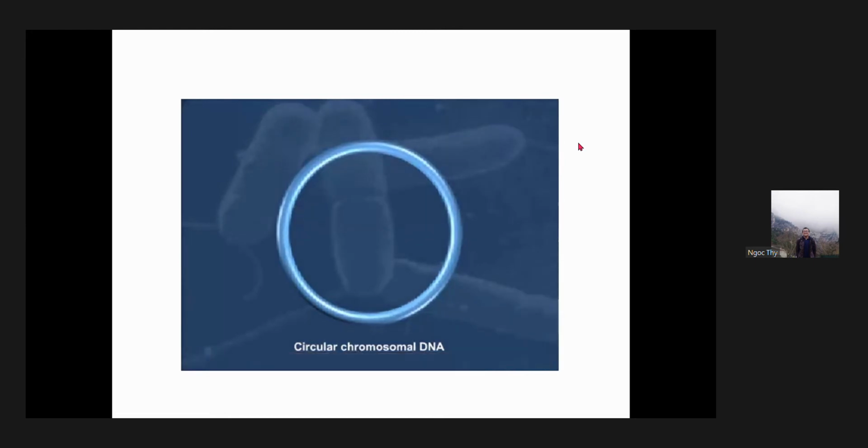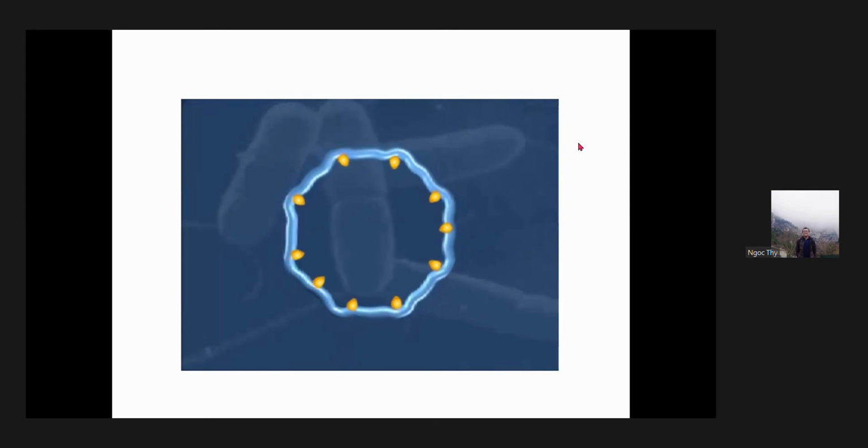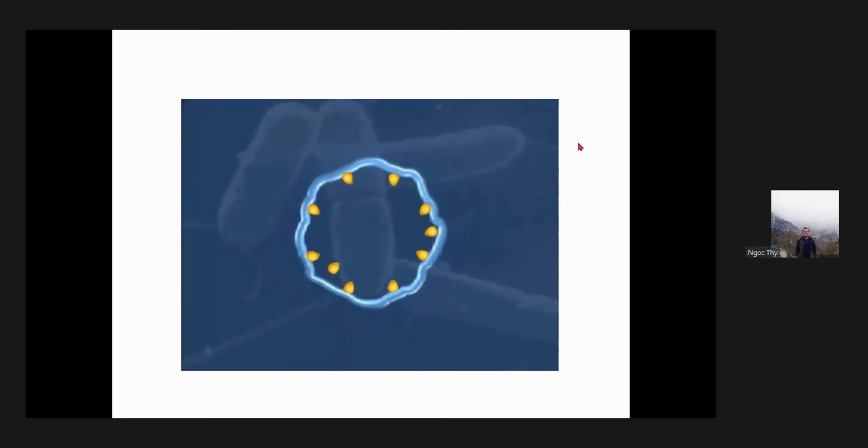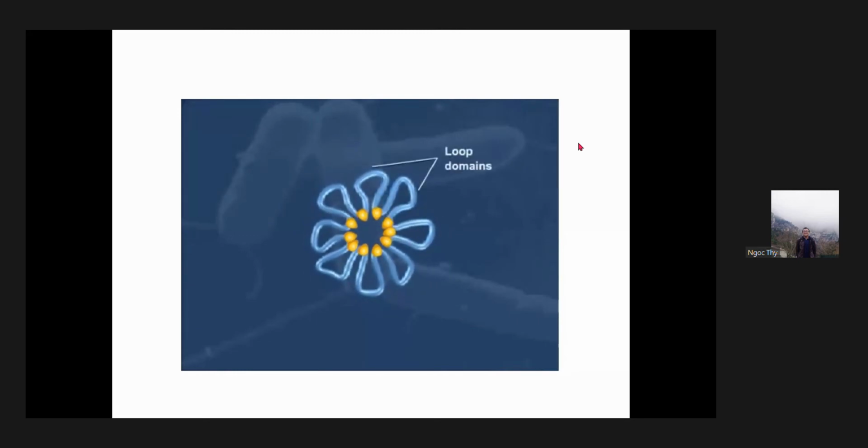The circular chromosomal DNA of bacteria must be compacted about 1,000-fold to fit within a bacterial cell. Part of this compaction comes through the formation of loop domains, where segments of DNA are folded into loop-like structures that are held in place by DNA-binding proteins. The formation of loop domains compacts the DNA about 10-fold.